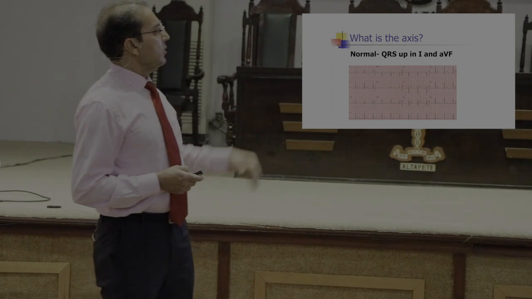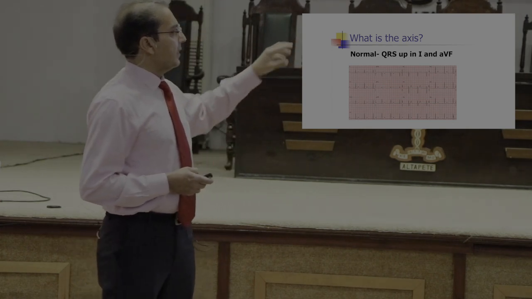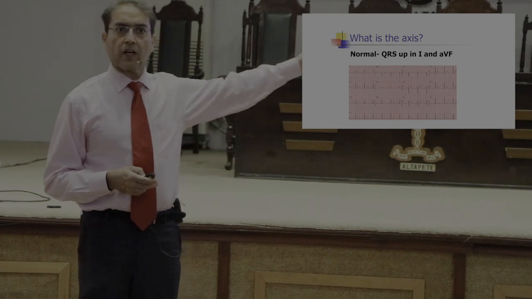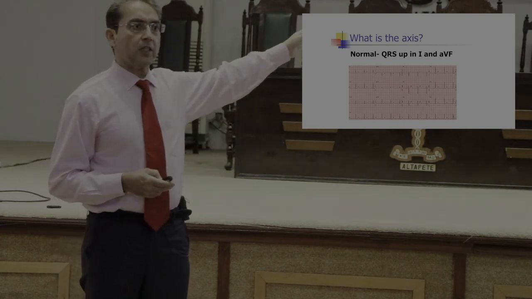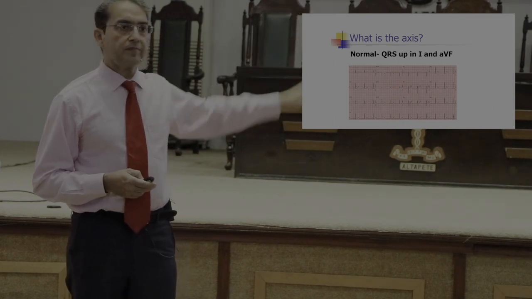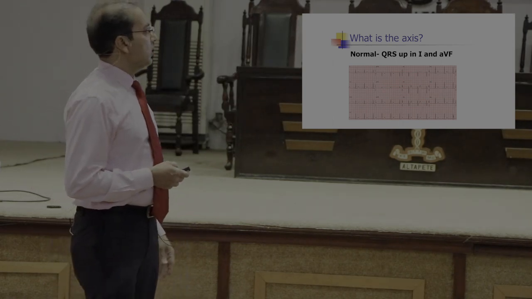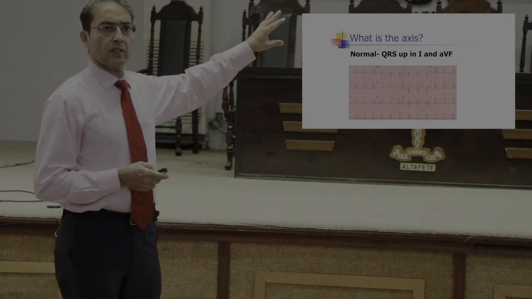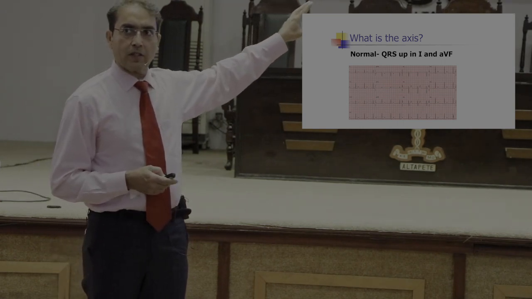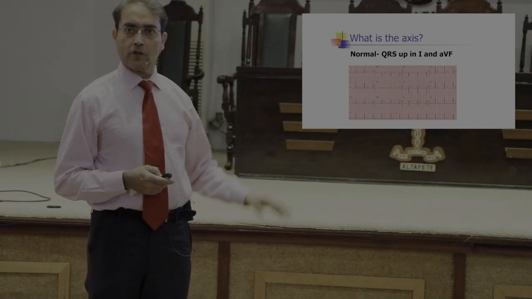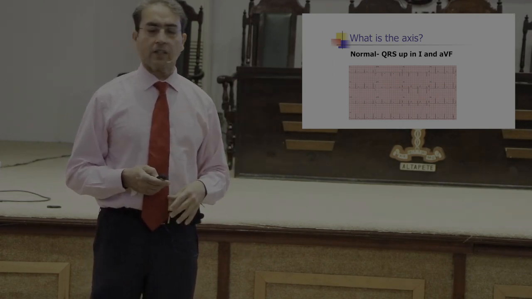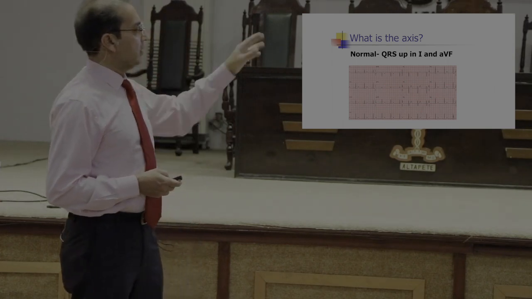You use the other method to calculate the exact electrical axis, which I mentioned. It is difficult to calculate here because we don't find an isoelectric complex in the 6 limb leads. They're all positive. So that's why I said use this method. This is easier. The other one is for people who want distinction, so they should give that answer. This is another way of calculating the electrical axis. So if you want to pass, this is good enough.